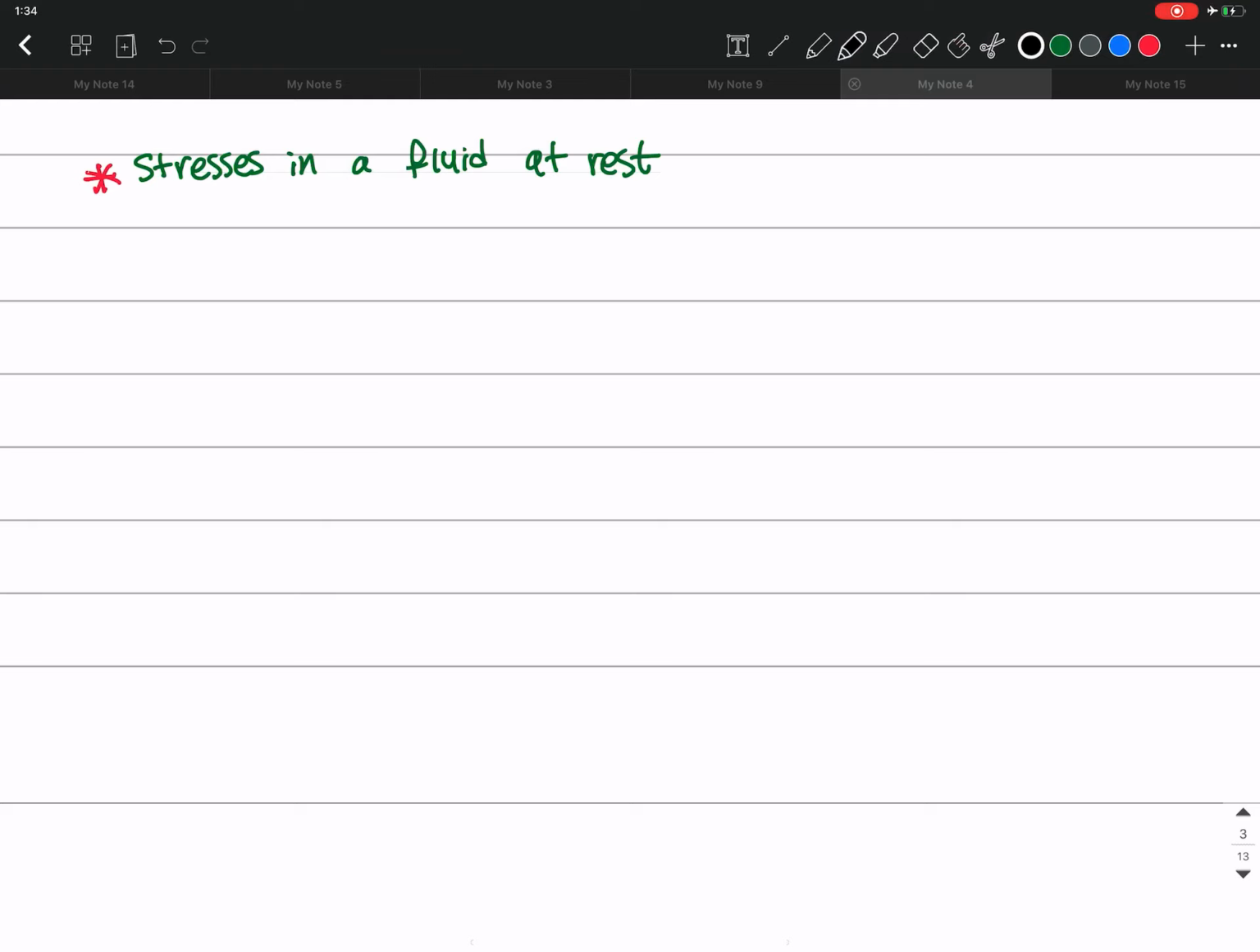Hello again. So in this session, we want to see how we can represent the stresses in a fluid at rest and also at motion. So let's see how we can describe and what these stresses actually refer to when we have a fluid that is moving and also a fluid that is at rest. Okay.